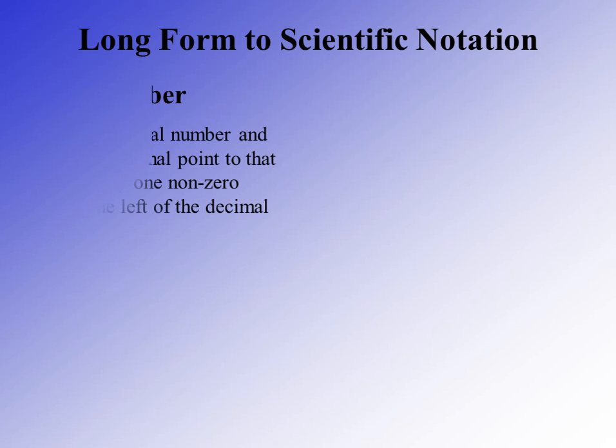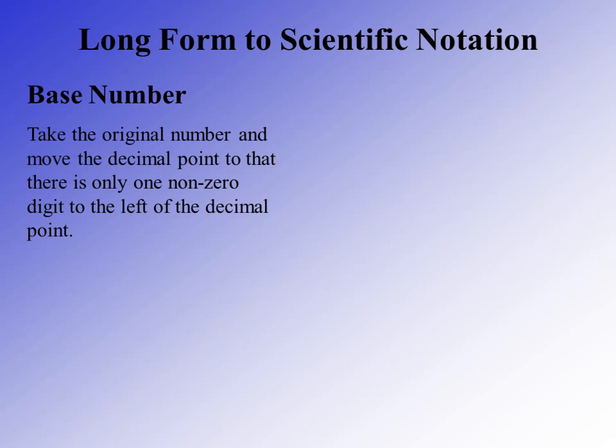If we're going to convert from long form or decimal form of a number into scientific notation, the first thing that you need to do is to determine what the base number is going to be. And to get that, you take the original number and move the decimal point, whether it's expressed or in an understood position, so that there's only one non-zero digit to the left of that decimal point. In other words, the resulting base number should be greater than or equal to 1, and less than 10.